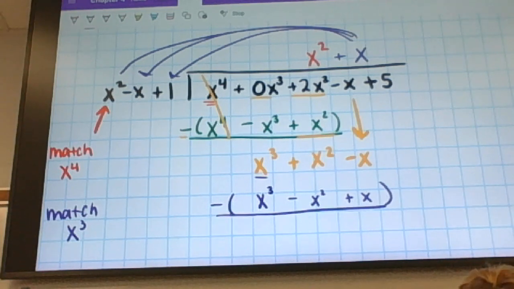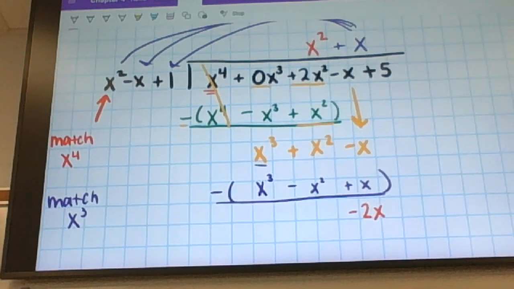And long division requires subtracting down. Negative x minus x, negative 2x. X squared plus x squared, 2x squared. X to the 3rd minus x to the 3rd is gone. Bring down the 5 and we're on our last round. Last time.